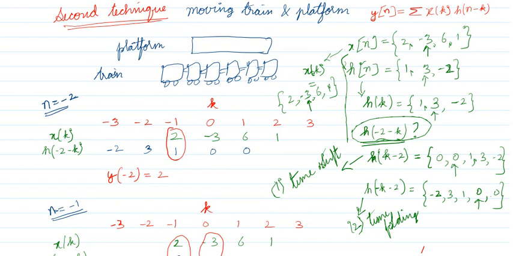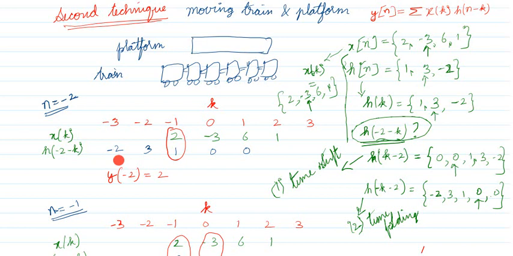So the first thing I have done here is the time shifting. Now I am going to fold. Fold means positive time content will come to the negative time, and negative time content will come to the positive time. This is the time folding. So this is h of -2 minus k. At 0 the value is 0, at 1 the value is 0, at -1 it is 1, at -2 it is 3, and at -3 it is -2.